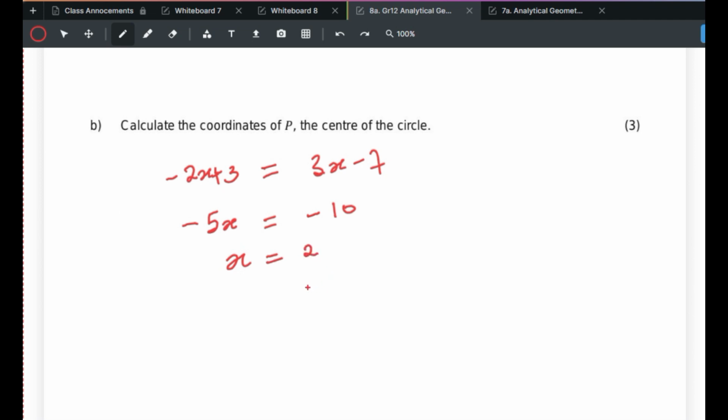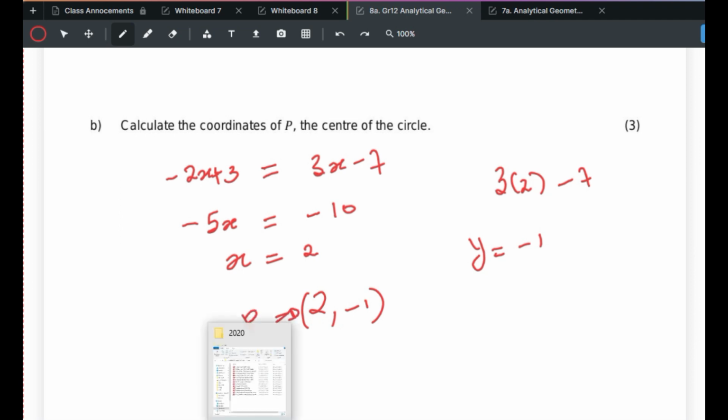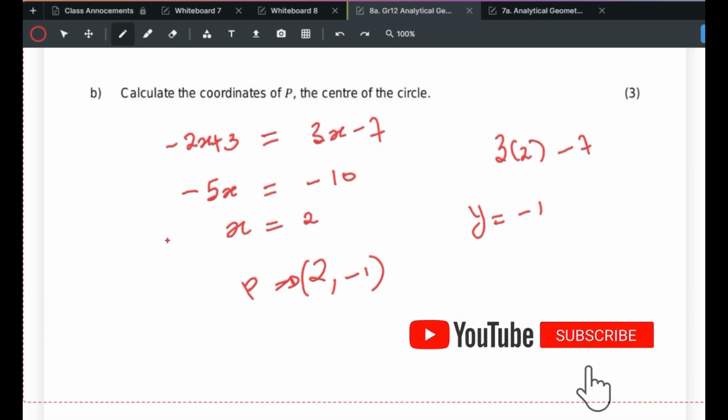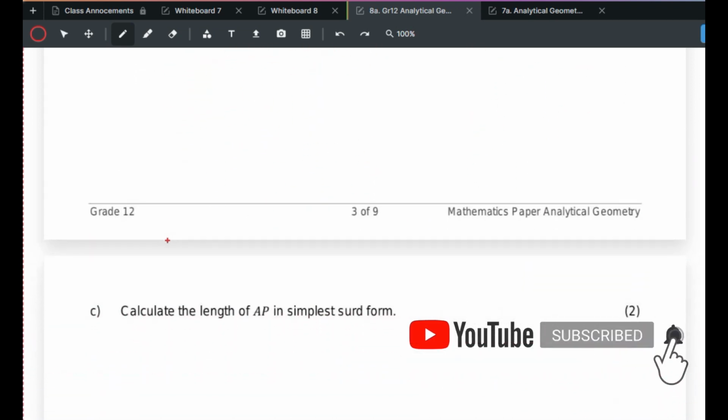Then to get the y, what do we normally do? We sub x into one of the equations. Then this here will be 6, and 6 minus this, y equals negative 1. So P is (2, -1), your coordinate. Do you agree? Yes. I just quickly substituted in the second one so that I didn't make a mistake.